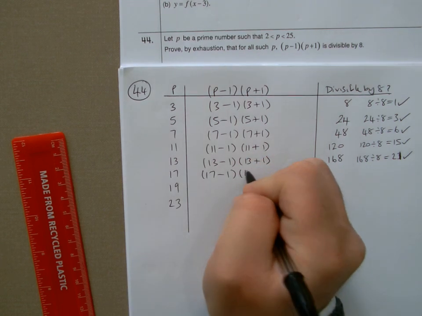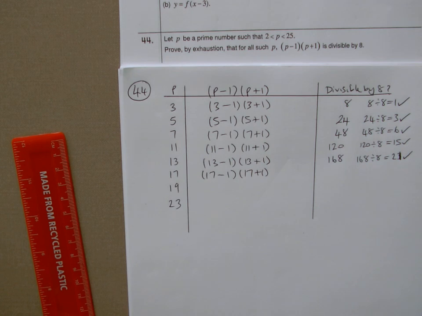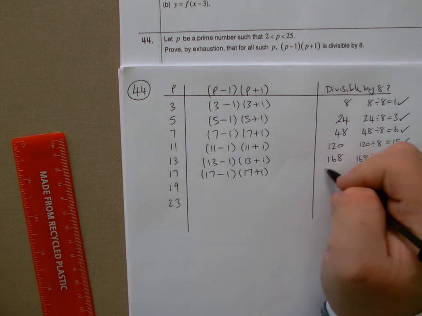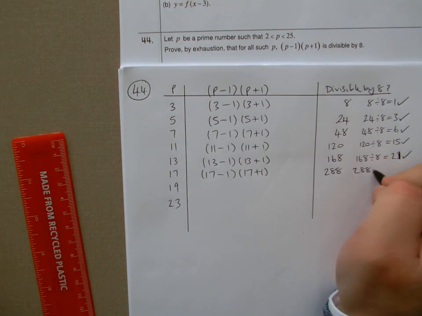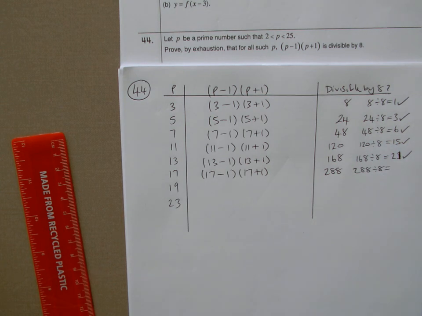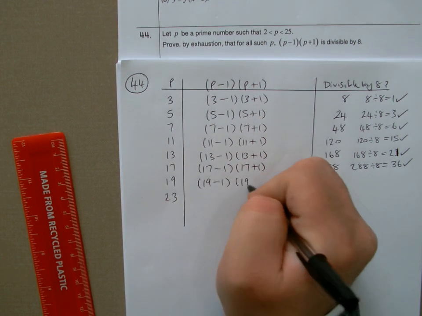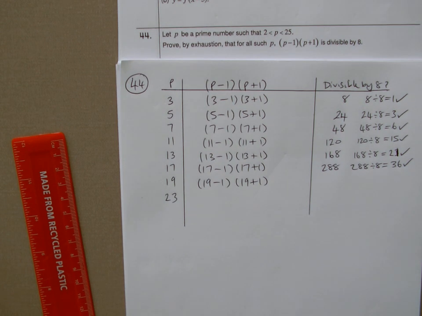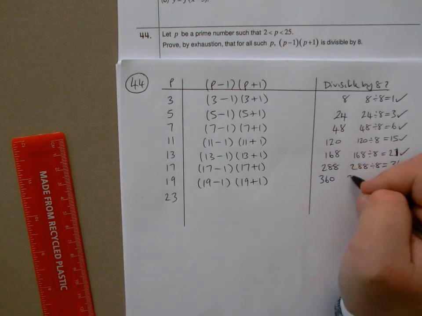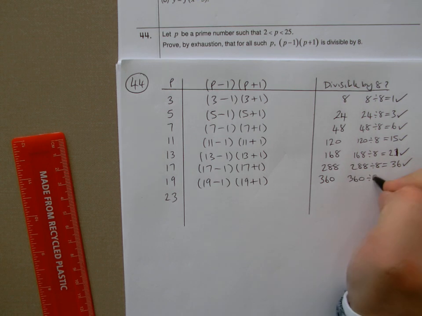17 take away 1, 17 plus 1, that comes out to be 288. Is it divisible by 8? Well, let's just check. Yes, 36 exactly, right? So then 2 more to check. 19. Take away 1, 19 plus 1. So we get 360, and 360 divided by 8 is 45. So that one is divisible by 8.